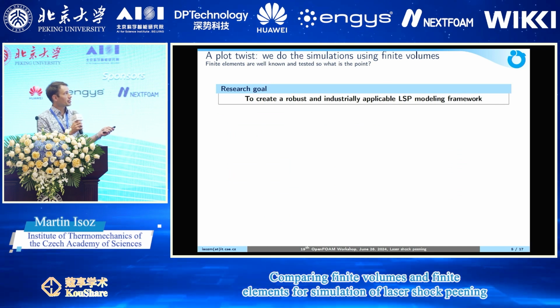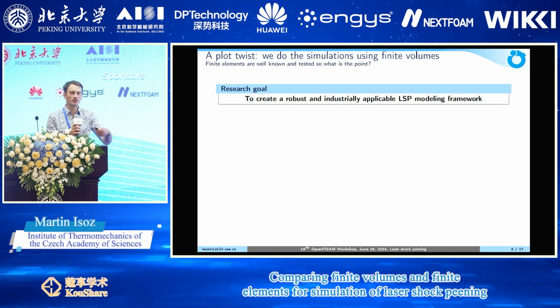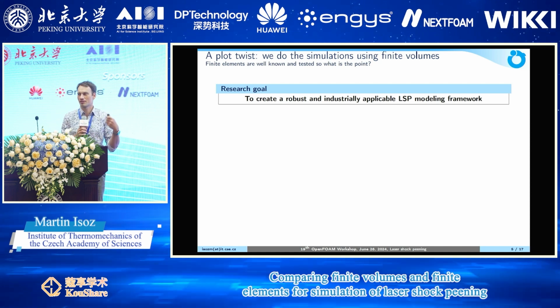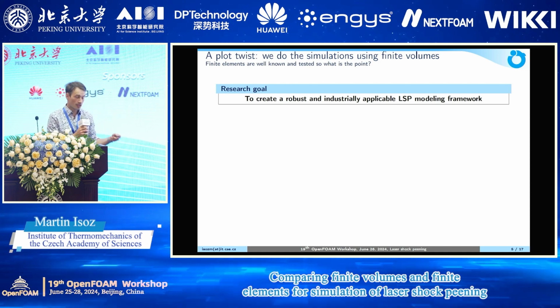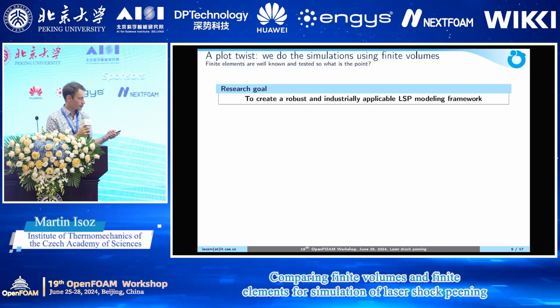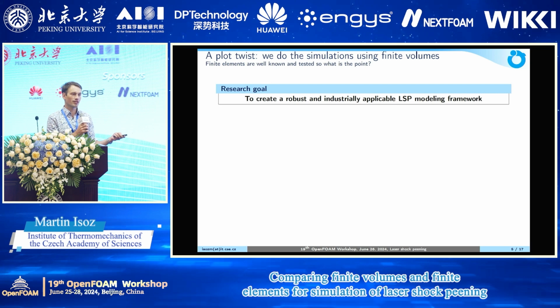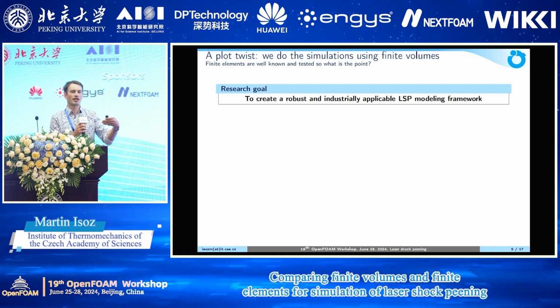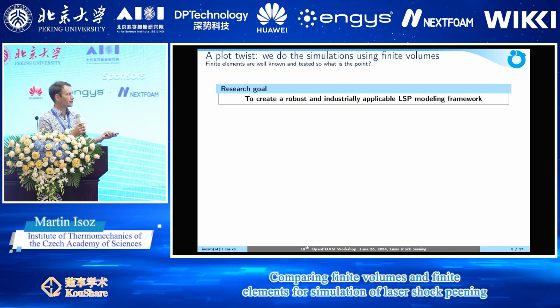So why do we even do finite volumes here? Well, we are at the OpenFOAM workshop, so we need to do finite volumes, but as Professor Jasák already said, in solids you usually do finite elements. But we chose finite volumes because this is a collaboration with industry, and we need to do something that is industrially applicable, and the problem has a high element of nonlinearity because of the elastoplastic shock wave.